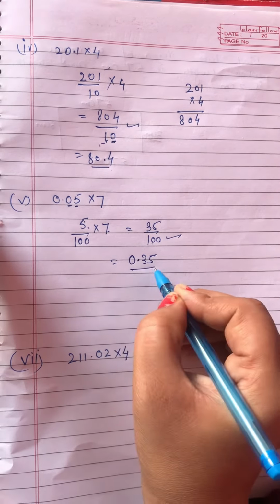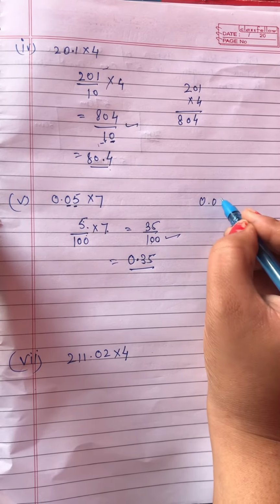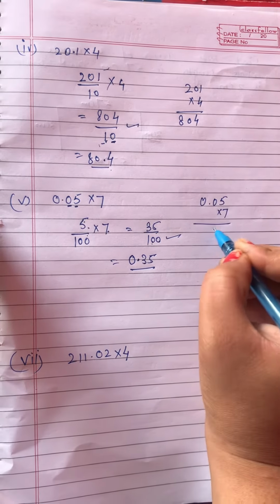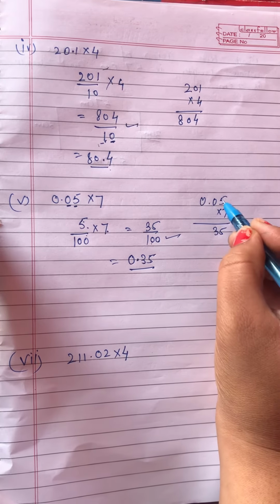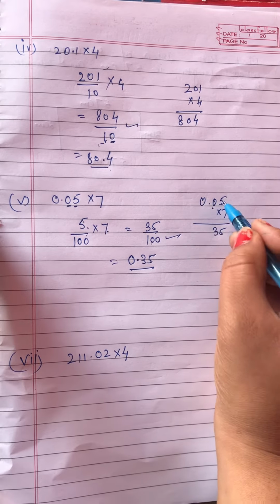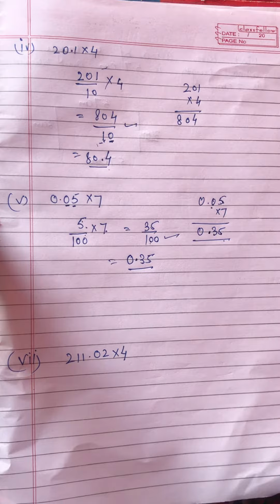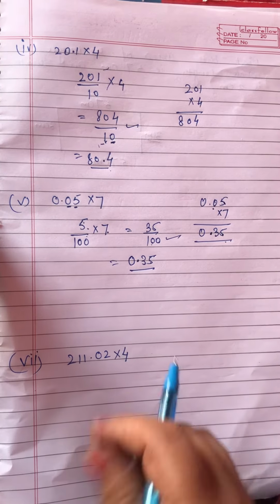Here will be 0. Also you can multiply directly. 0.05 multiply by 7, it is 35. Count the digits after the decimal point, two digits. So here will be the decimal point. This is your answer, 0.35.